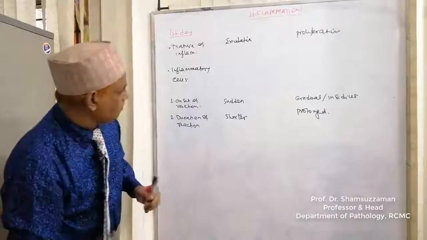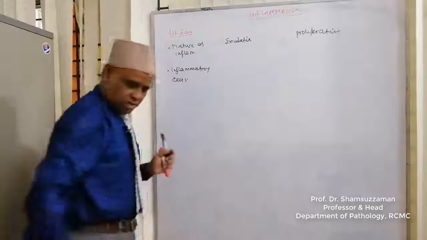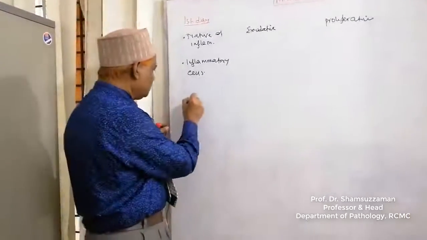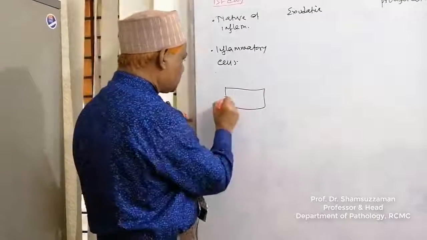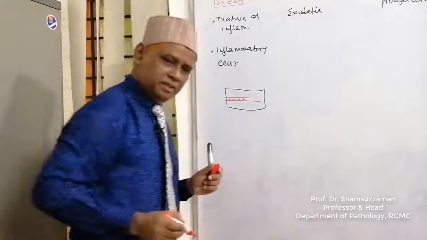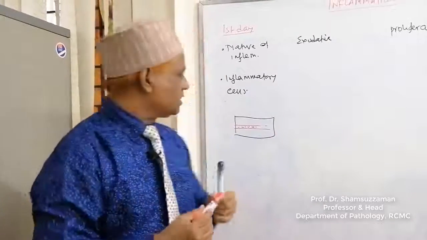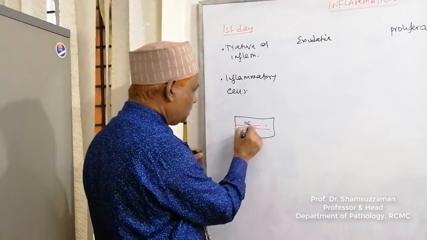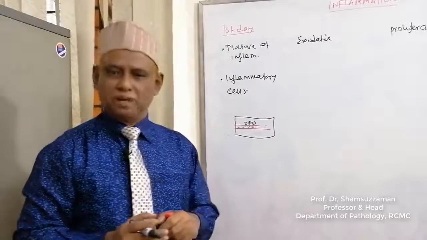Number four, inflammatory cells. Dear audience, I have told you inflammation is the reaction of vascularized living tissue. Suppose this is a tissue and this is the blood vessel within the tissue, like this, and these are the formed elements including the WBC. When the WBC are present within the blood vessel, these are WBC, and in case of inflammation, the WBC comes out of the blood vessel into the tissue. When the WBC comes out of the blood vessel into the tissue, then the WBC is called inflammatory cells.